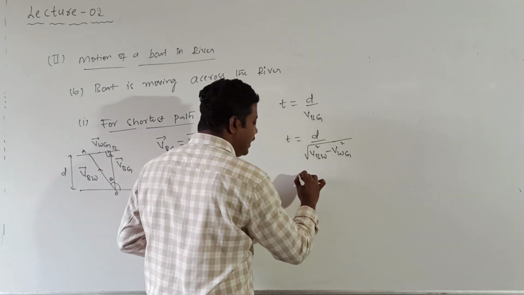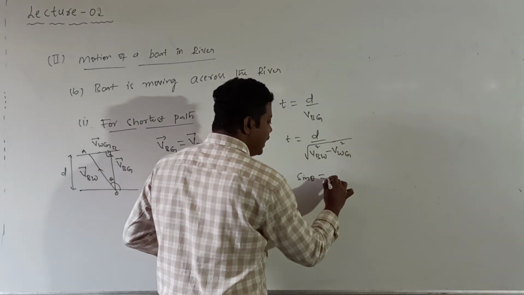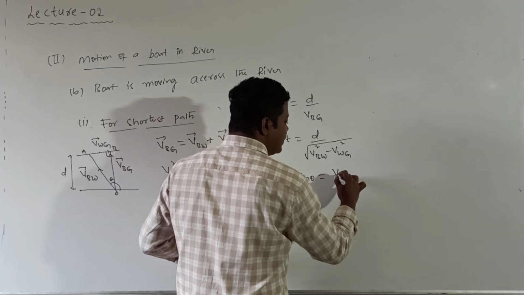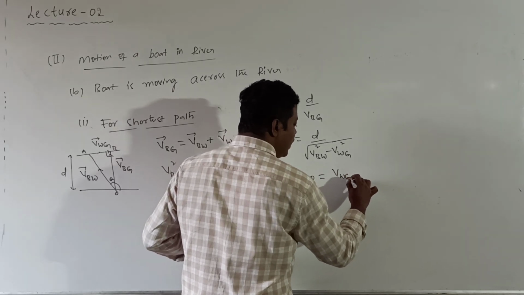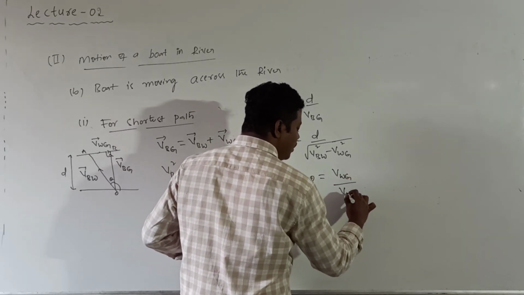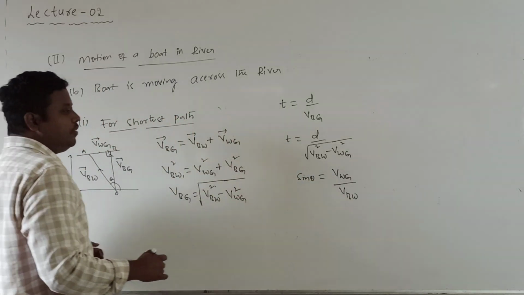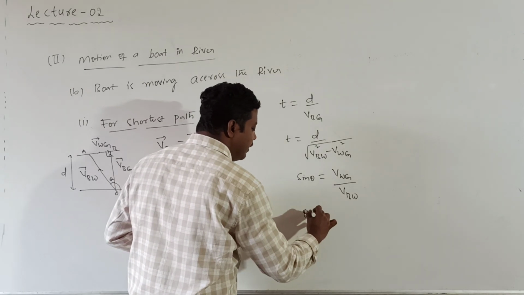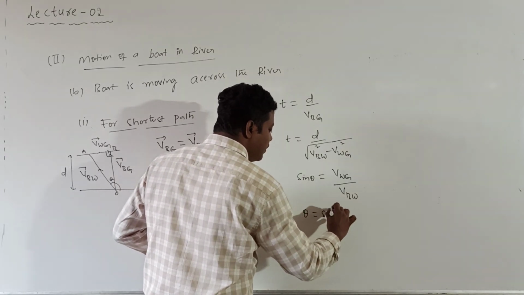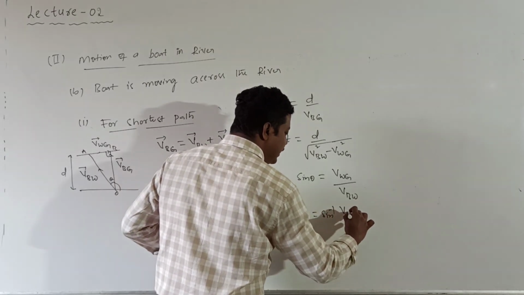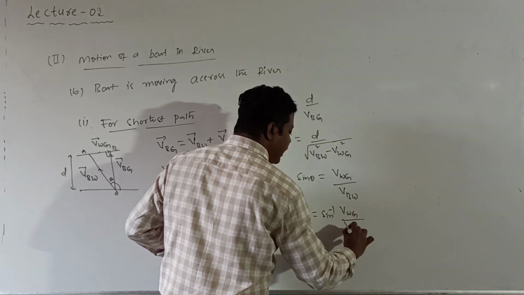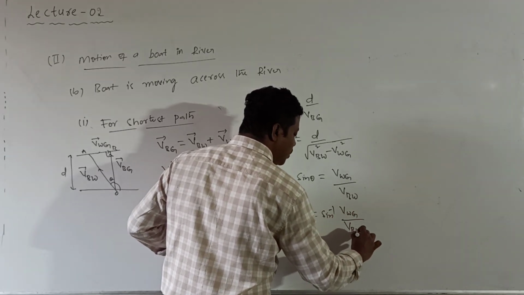So from the triangle, what is sin theta? Sin theta is equal to velocity of water with respect to ground divided by velocity of boat with respect to water. That is the formula for sin theta. From this sin theta, we can calculate the theta value. So theta is equal to sin inverse of velocity of water with respect to ground divided by velocity of boat with respect to water.